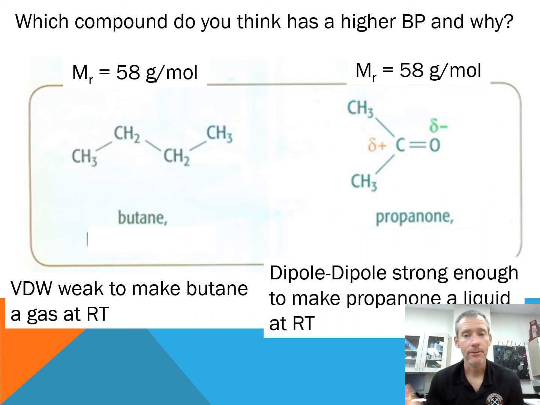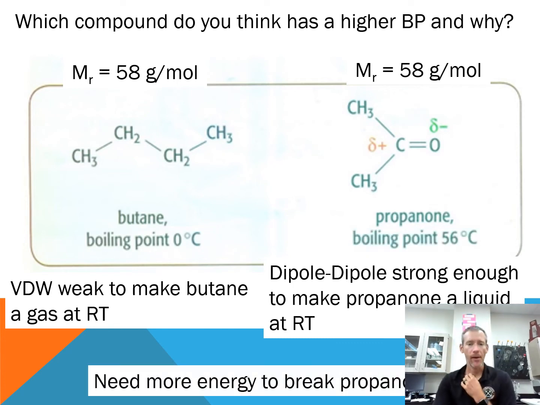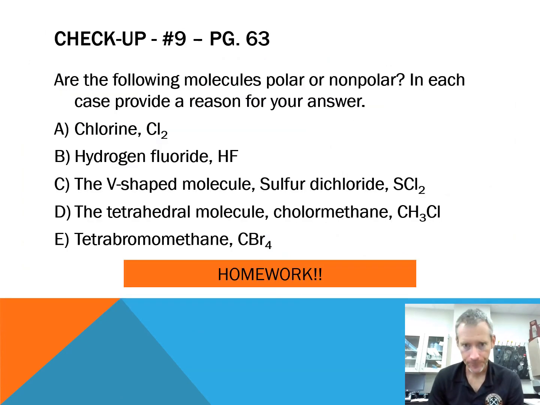They both have the same mass, so that's not going to affect the number of electrons. It's based on the electronegativity of oxygen causing it to be polar. Therefore, it has a permanent dipole-dipole force. So butane is at 0 and propanone is at 56. You need more energy to break propanone because of the stronger intermolecular dipole-dipole force.